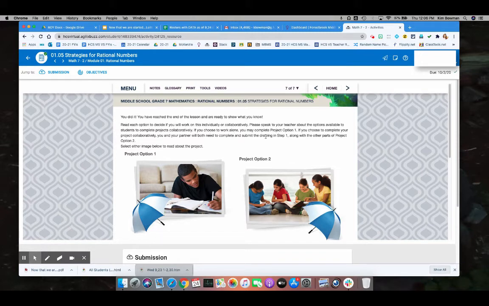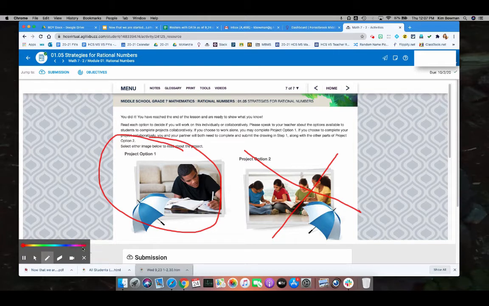If you choose to work alone, you may complete project option 1. So you are doing project option 1. Okay? So everybody is doing project option 1. This one is a collaboration activity, and you are distance learning, so that is not an option. Okay? So I'm going to erase this.